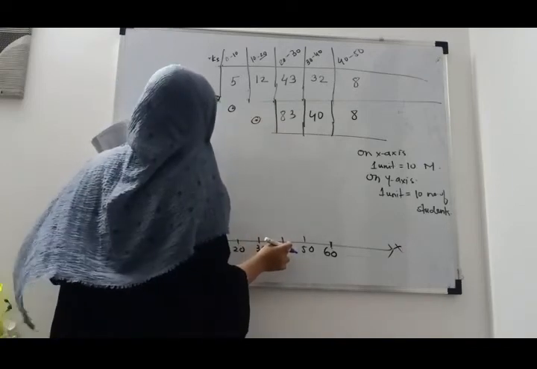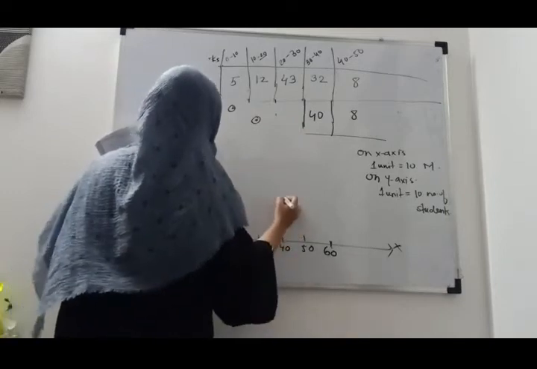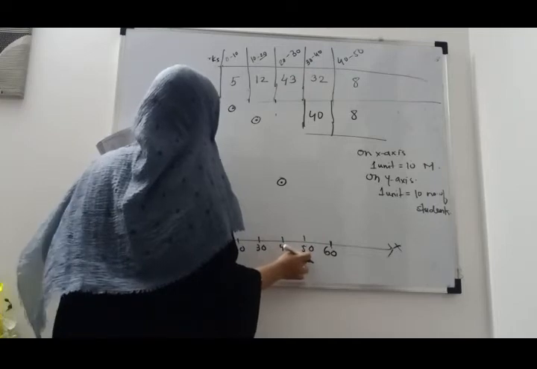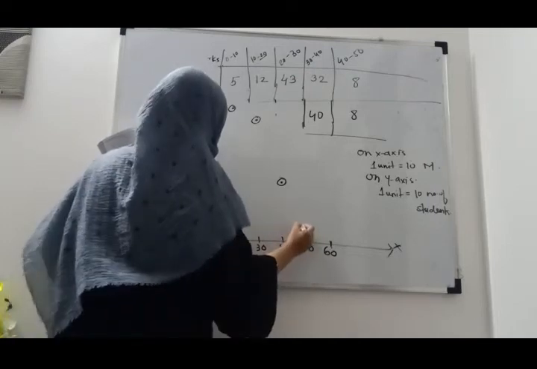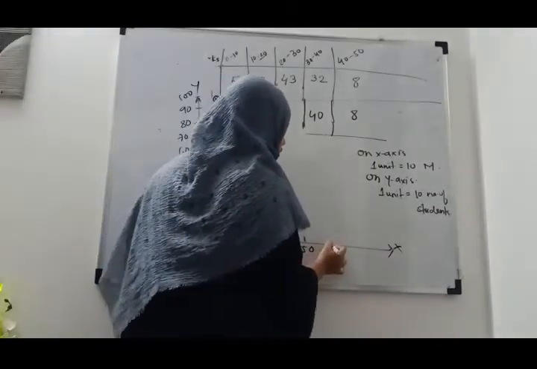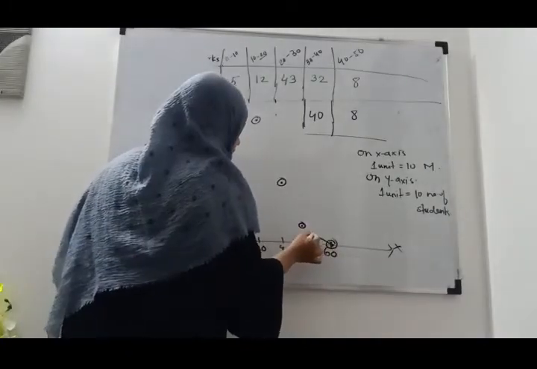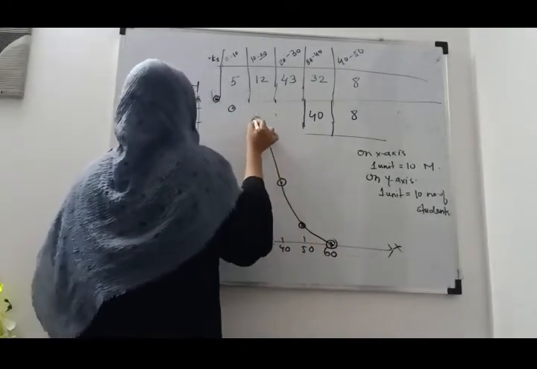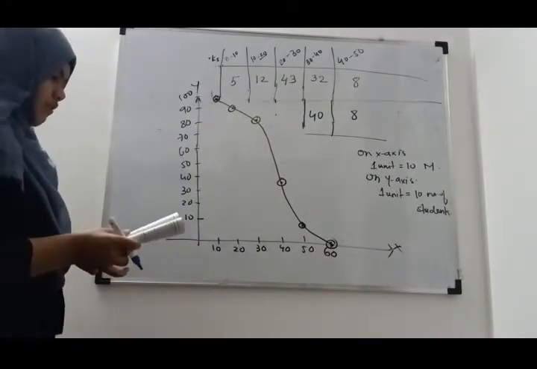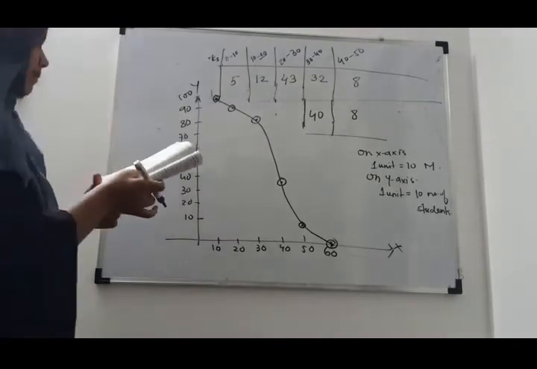For 40, frequency is 40. For the 50, frequency is 8. Okay, and now for the next class, we have to take frequency as 0 because the curve will start from here only. Okay, so this is your curve for more than frequency.